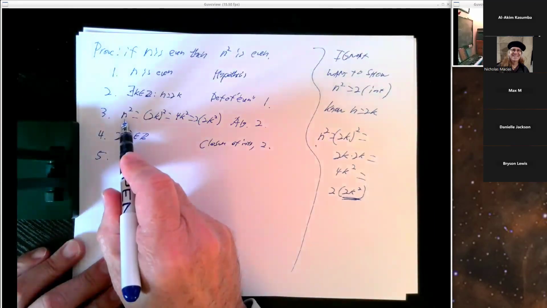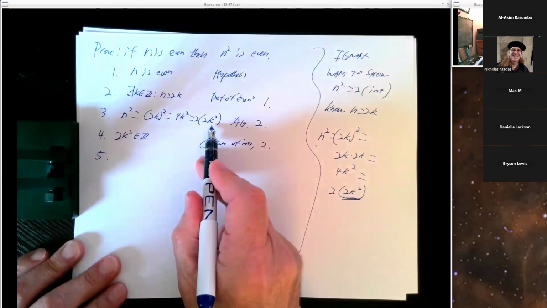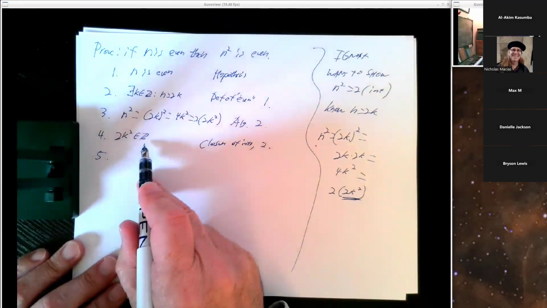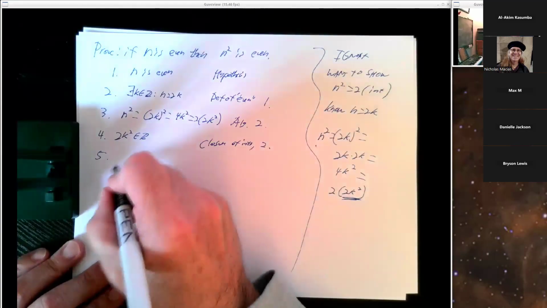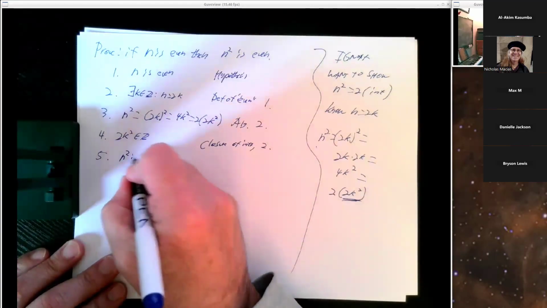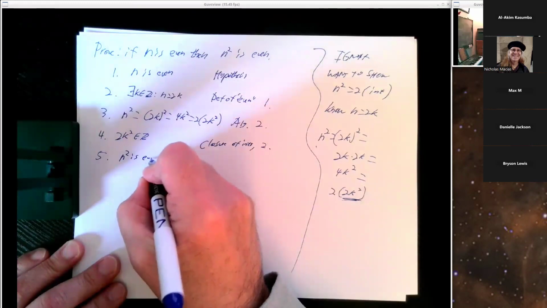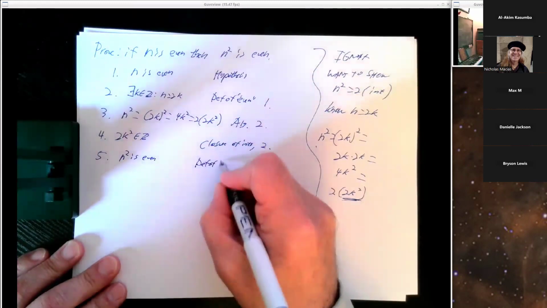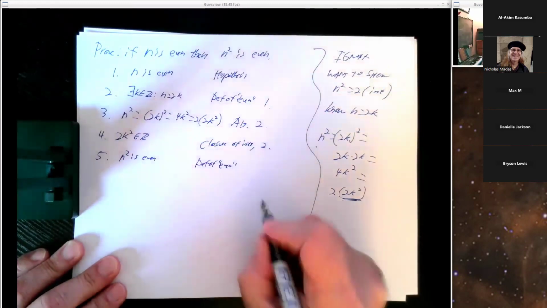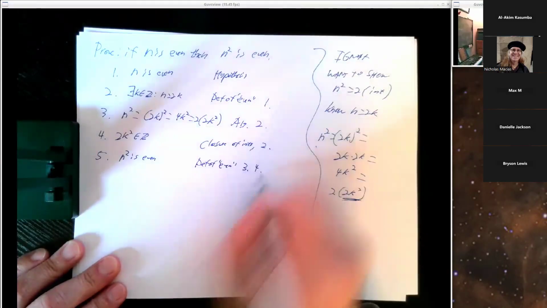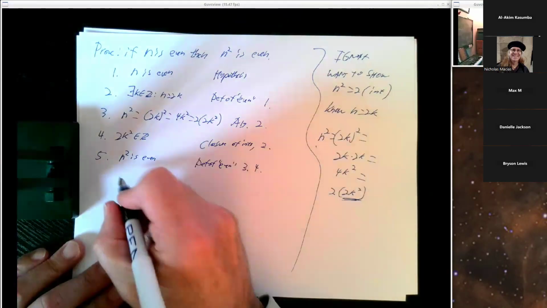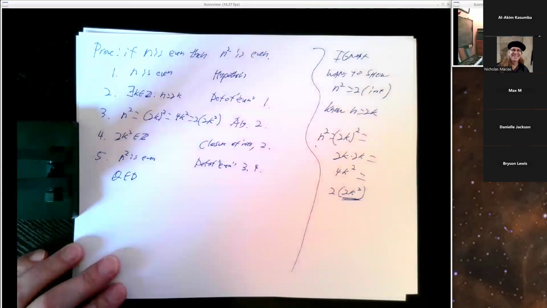So proposition 3 says n squared is 2 times this thing. Proposition 4 says this thing is an integer. Put those together, n squared is even. That's the definition of even, along with proposition 3 and proposition 4. And that's what we were trying to show.